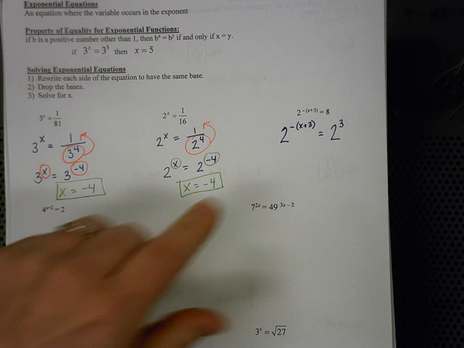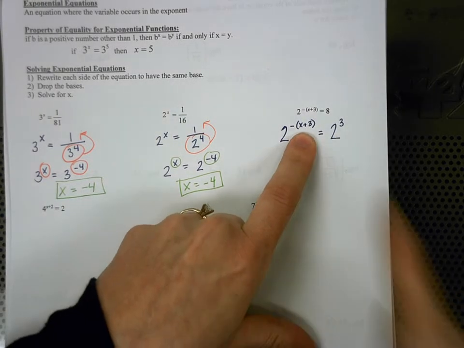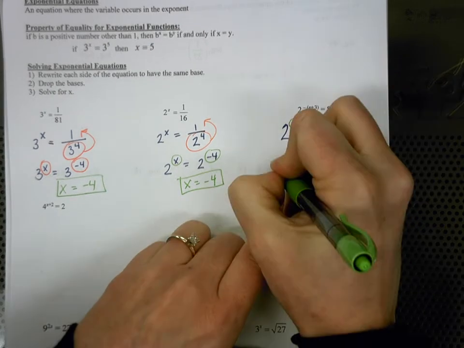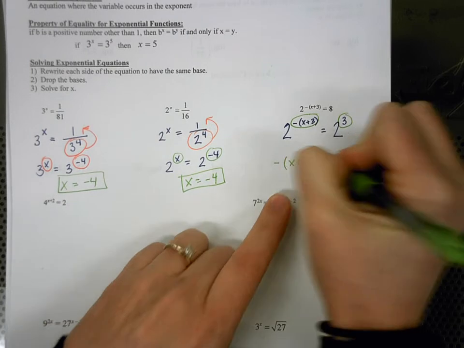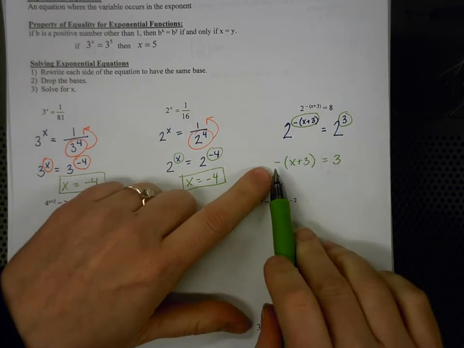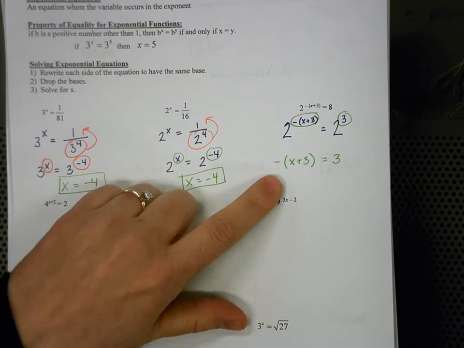Okay, now since the bases are the same, then that means their exponents are equal. So these exponents that are in the same spot, we're going to set them equal to each other. But I don't have my answer yet because I should be solving for x. So we're going to go ahead and solve for x. You can do a couple things. You can divide the negative to the other side. You can distribute the negative. I'm just going to divide it to the other side.